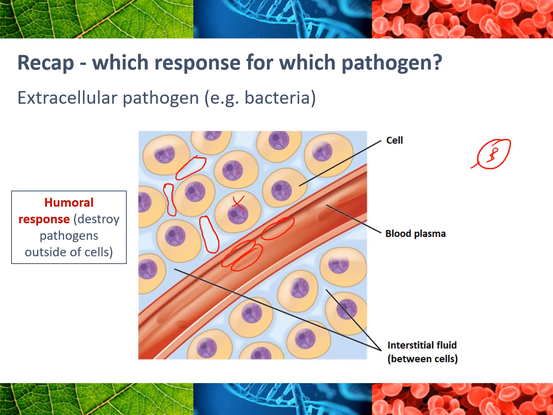Okay, so our B cells release our antibodies, and they will travel and bind with this pathogen, and then they will either attract cytotoxic T cells to come and destroy it, or attract some phagocytes to come and destroy it. Okay, so with extracellular pathogens, we're really just getting that humoral response.